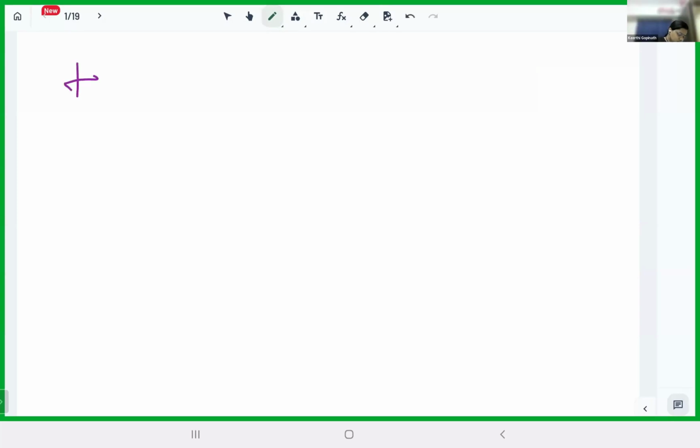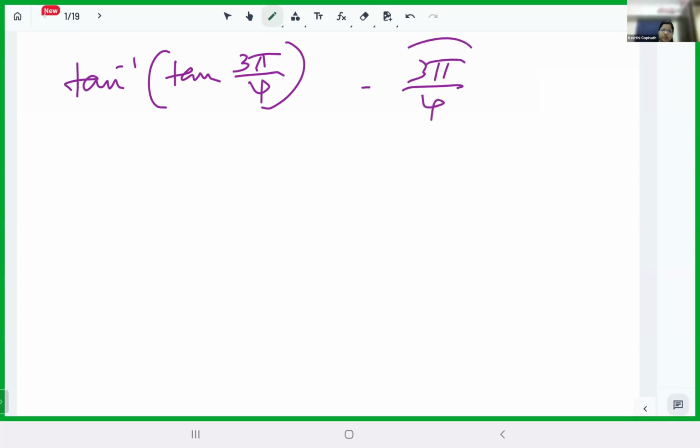Next one is tan inverse of tan 3 pi by 4. Okay, so we have to find out the value of this. Tan inverse of tan x is equal to x. So by applying that property, we'll get 3 pi by 4. Tan inverse of tan 3 pi by 4 is equal to 3 pi by 4 using the property of inverse. But does 3 pi by 4 belong to the PVB of tan inverse?